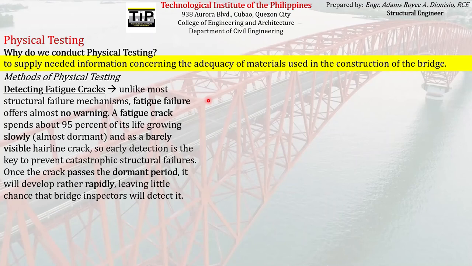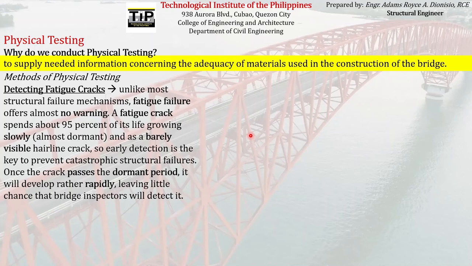And as a result of that, if we cannot detect fatigue cracks immediately, they can grow slowly until they pass the dormant period, wherein they will develop rather rapidly, leaving little chance that bridge inspectors will detect them.